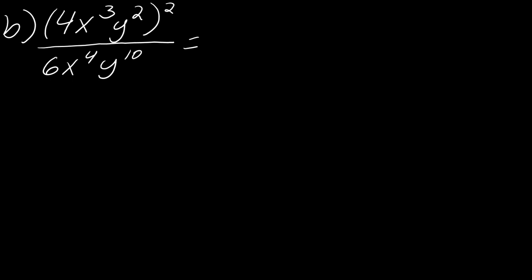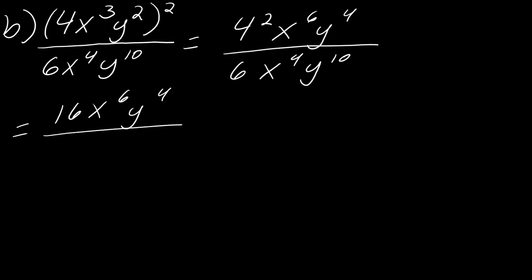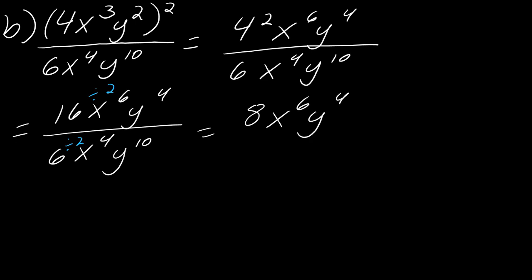So I'm going to have this 4 squared, x to the 6, y to the 4th. That's me multiplying those exponents by 2. And then, let's just keep going with this. So 4 squared is 16. And now I can just assess what is left over here. Now I'm going to divide the top and bottom here by 2. So I'm going to divide these numbers both by 2. So I have 8x to the 6, y to the 4th, and 3x to the 4th, y to the 10th.